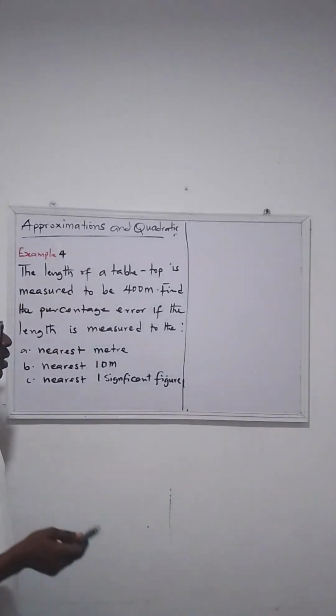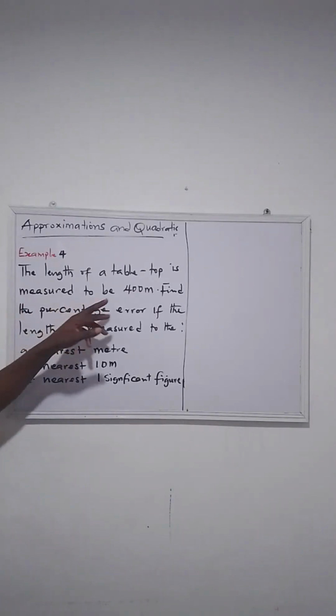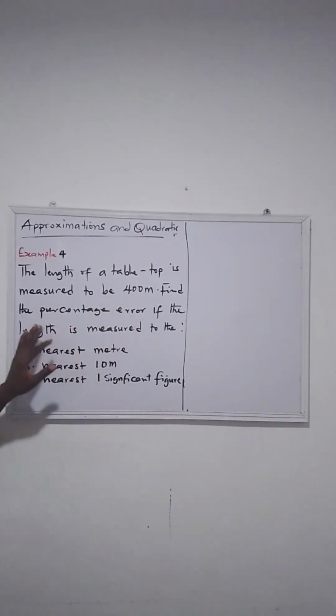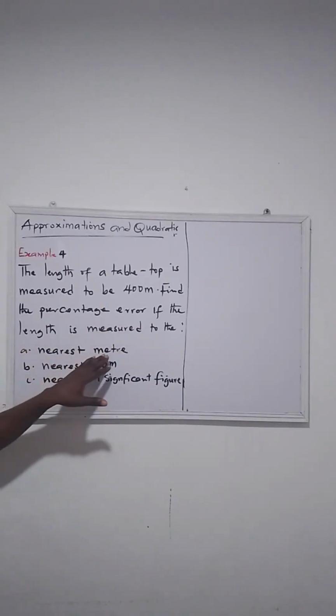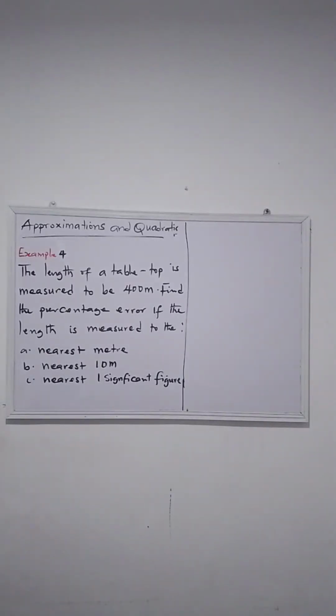The first thing is to identify the range of error that's going to be made here in this question. So now how do we get the error? Now look at it. We are given the actual measurement to be 400. Now you have to find the percentage error to the nearest meter. Now nearest meter in this case is to the nearest unit. Okay, and unit is always 1.